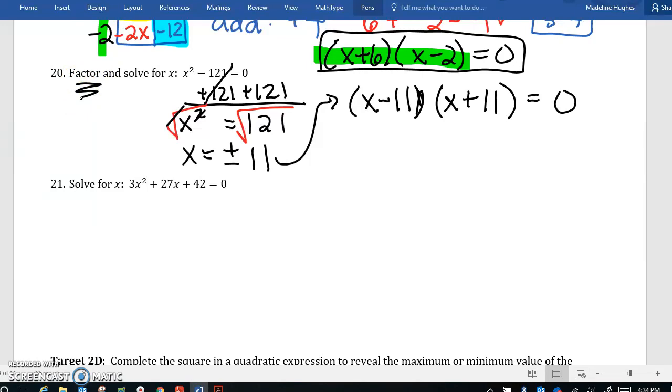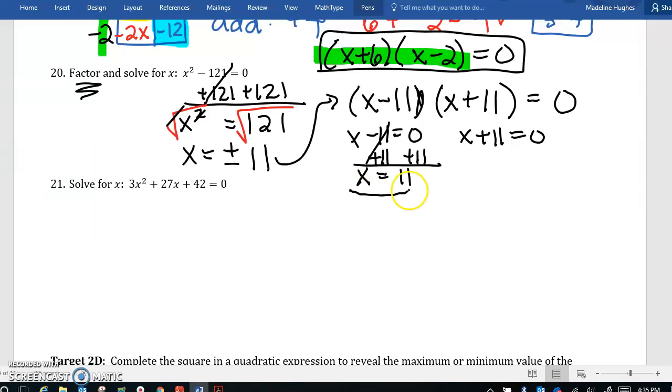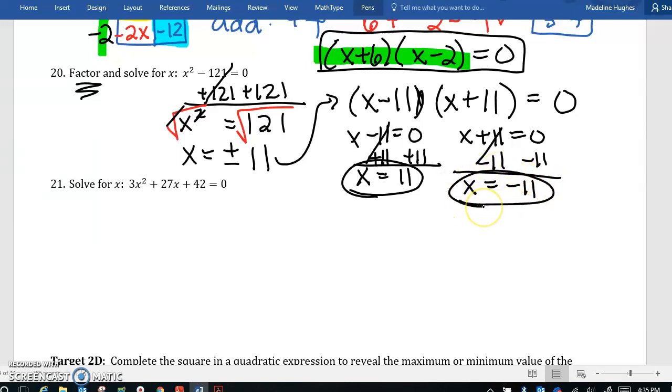And then if we solve, we can take x minus 11 equal to 0, x plus 11 equal to 0, and solve. To do that, on this one, add 11 to both sides, so x is equal to 11. On this one, I'm going to subtract 11 on both sides, x is equal to negative 11, and we are done.